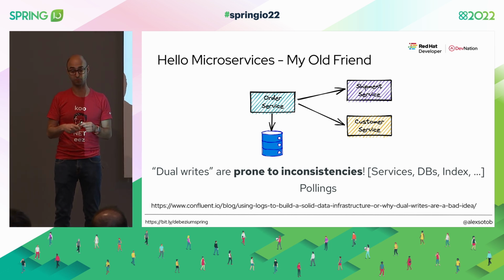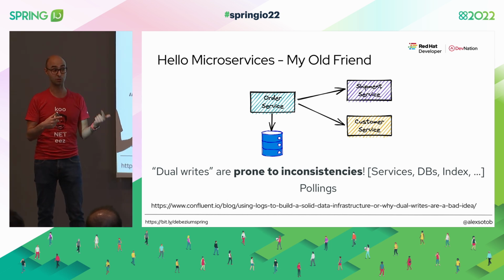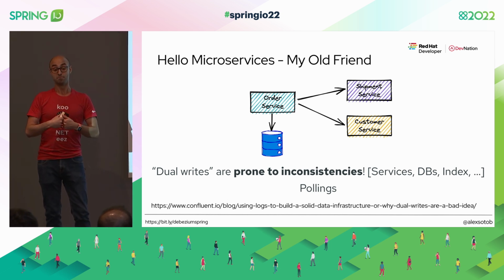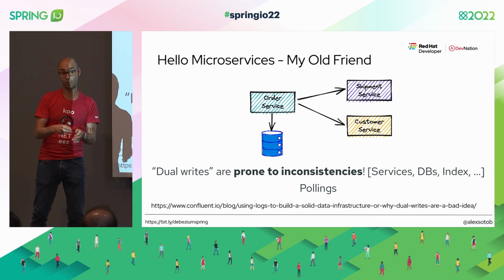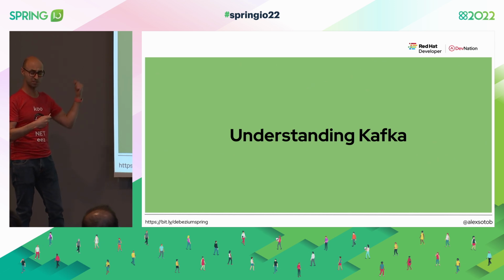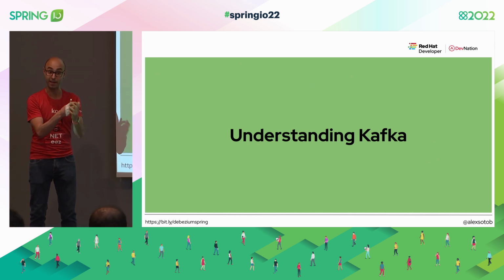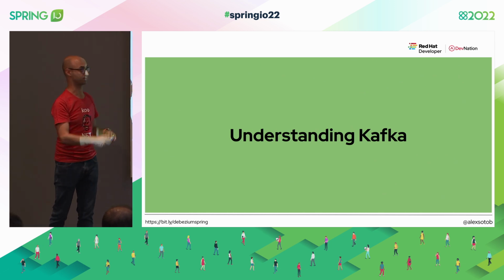And of course, if you do it this way, first of all, you get some inconsistencies. Also, you need to stay all the time checking what jobs are there, if they are behaving correctly or not. So this is what we want to fix. This is what I want you to learn today after the session: how to fix this problem.